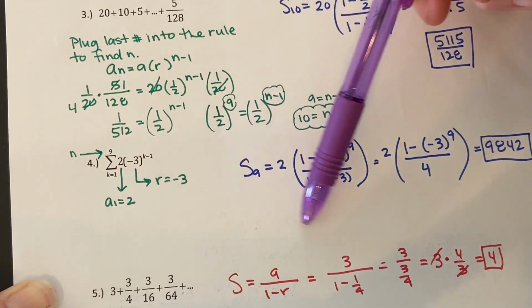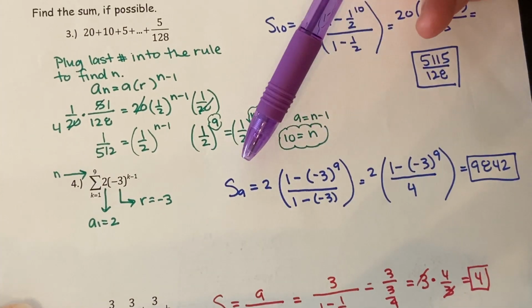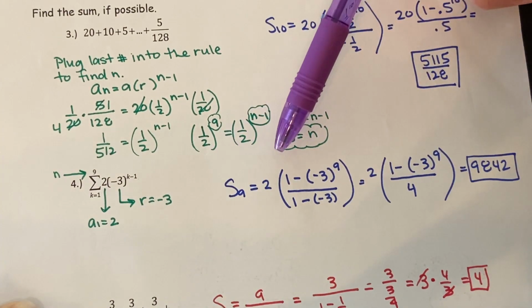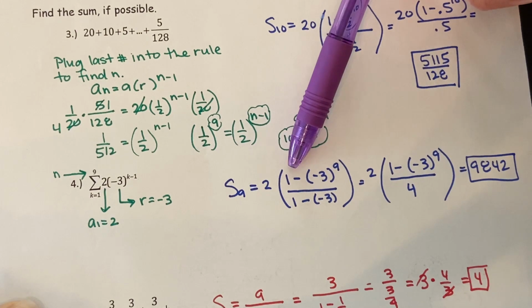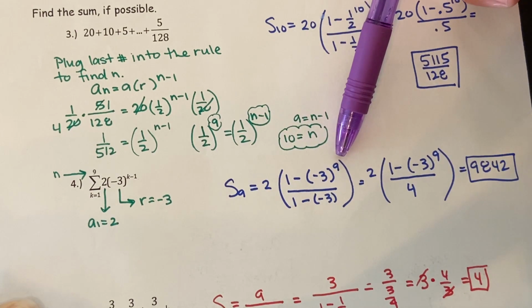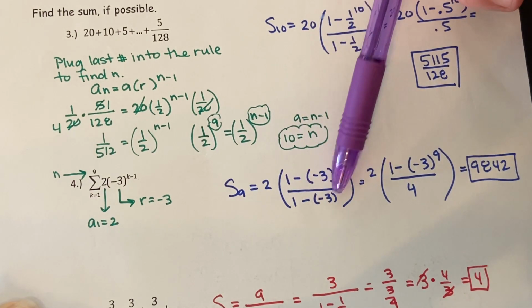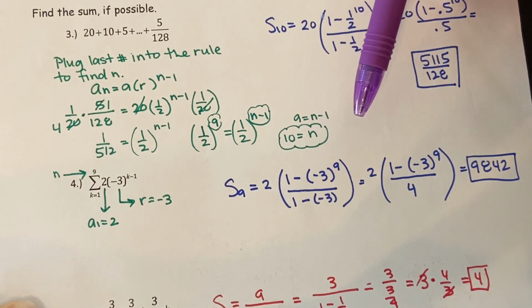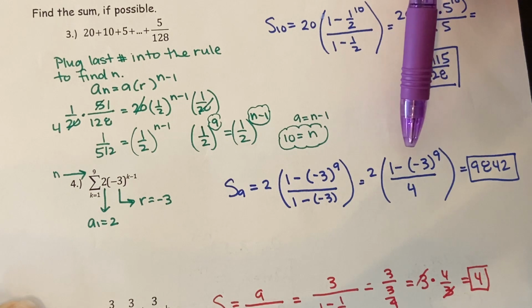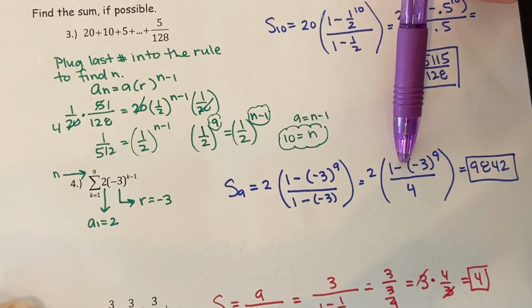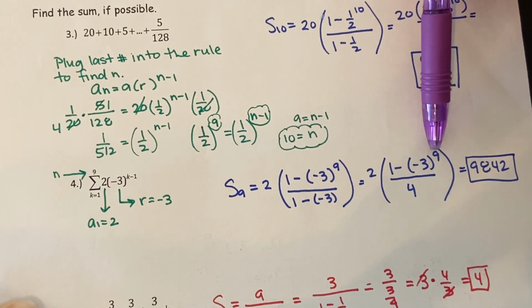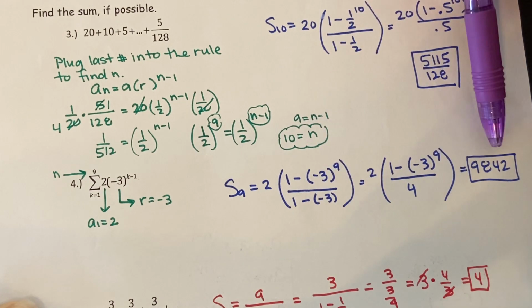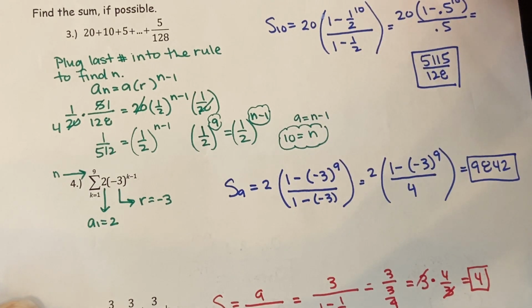So now I can go ahead and plug it into my sum formula here. S sub 9 is going to be equal to, take 2 times 1 minus r to the n, all over 1 minus r. Be careful with your negatives. Make sure that you use your order of operations, and when you take your 1 minus -3 to the 9th, all over 4 times 2, you're going to get 9,842.